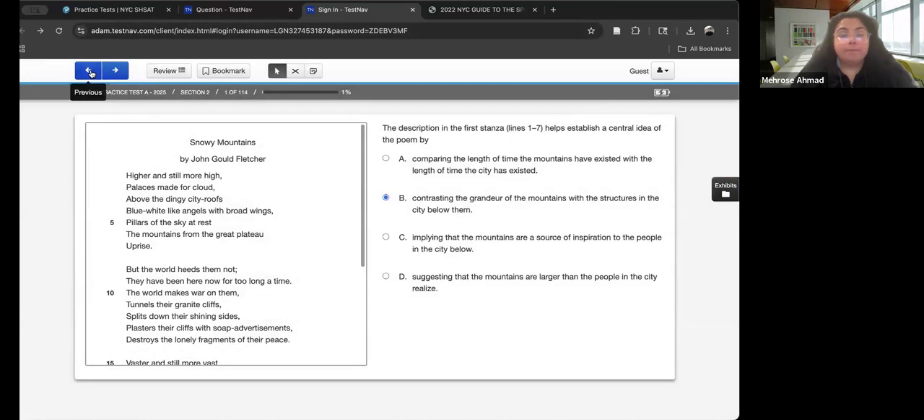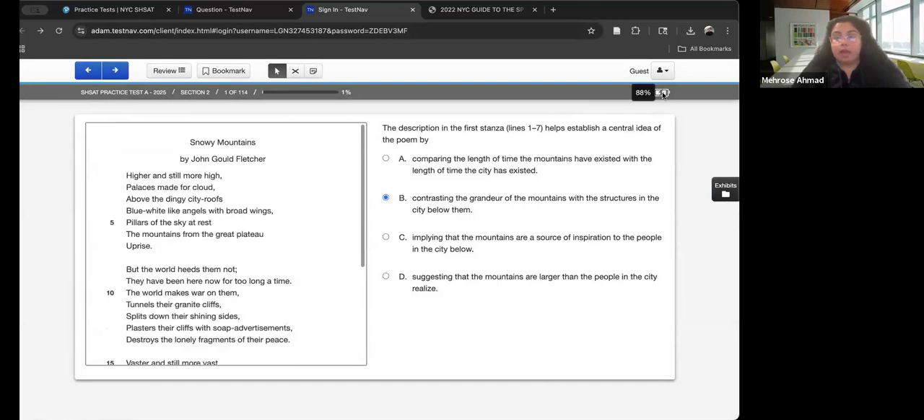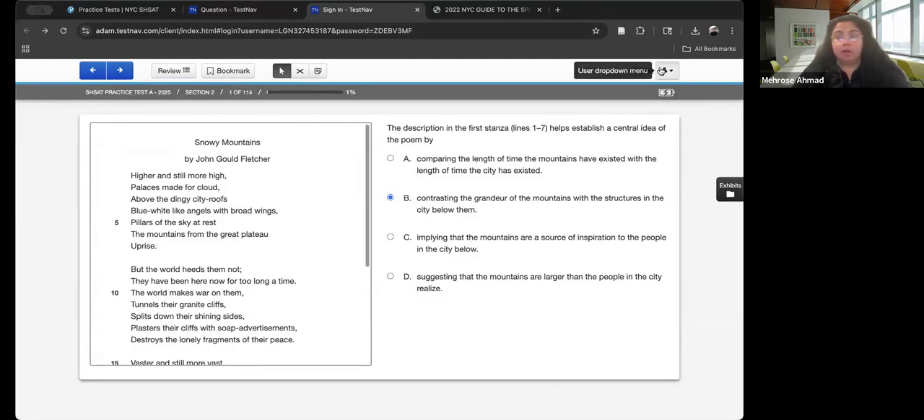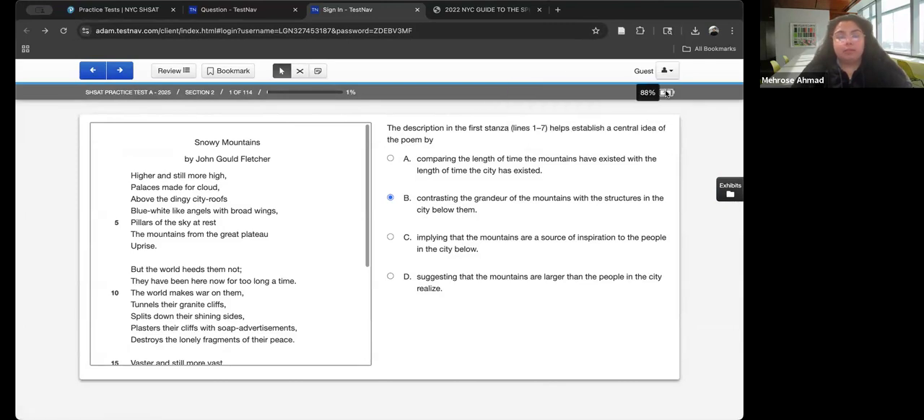Okay. So as you can see here, I just want to quickly go through the actual tools that are important for taking the test. We've already gone through them. It's kind of interesting how well the SHSAT syncs. So here they are telling you my battery percentage, which actually matches the battery percentage on my actual computer.